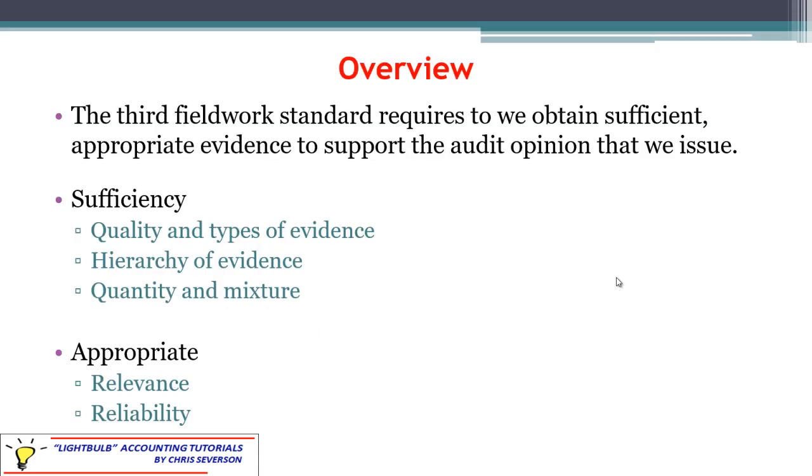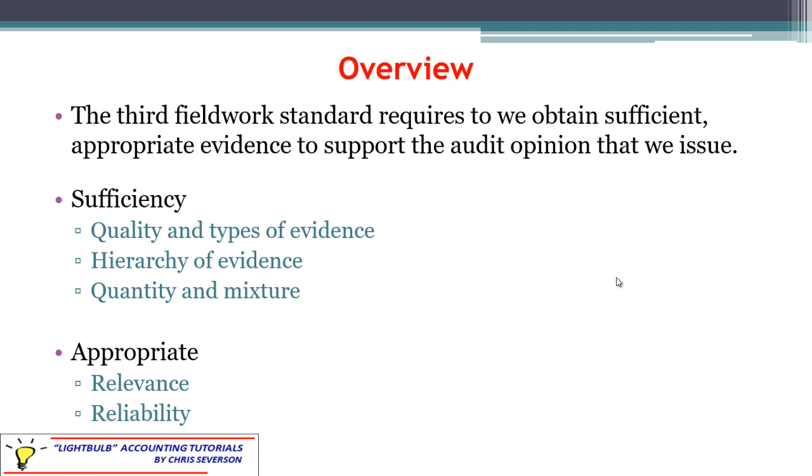Now, when we talked about the generally accepted auditing standards, you may recall the third fieldwork standard required that we obtain sufficient appropriate evidence to support the audit opinion that we're going to issue. So we're talking about evidence in this particular section, but there are a couple of terms that came up in that definition here that deserve some discussion.